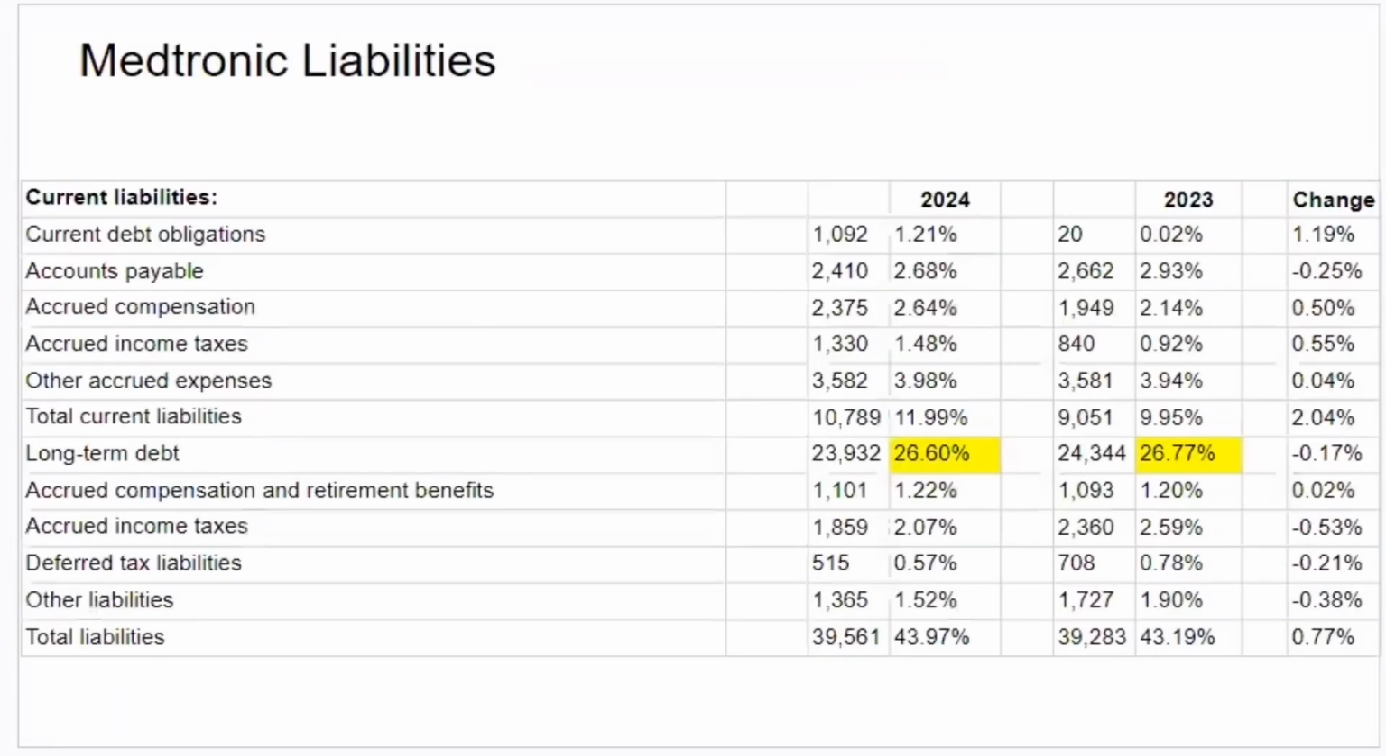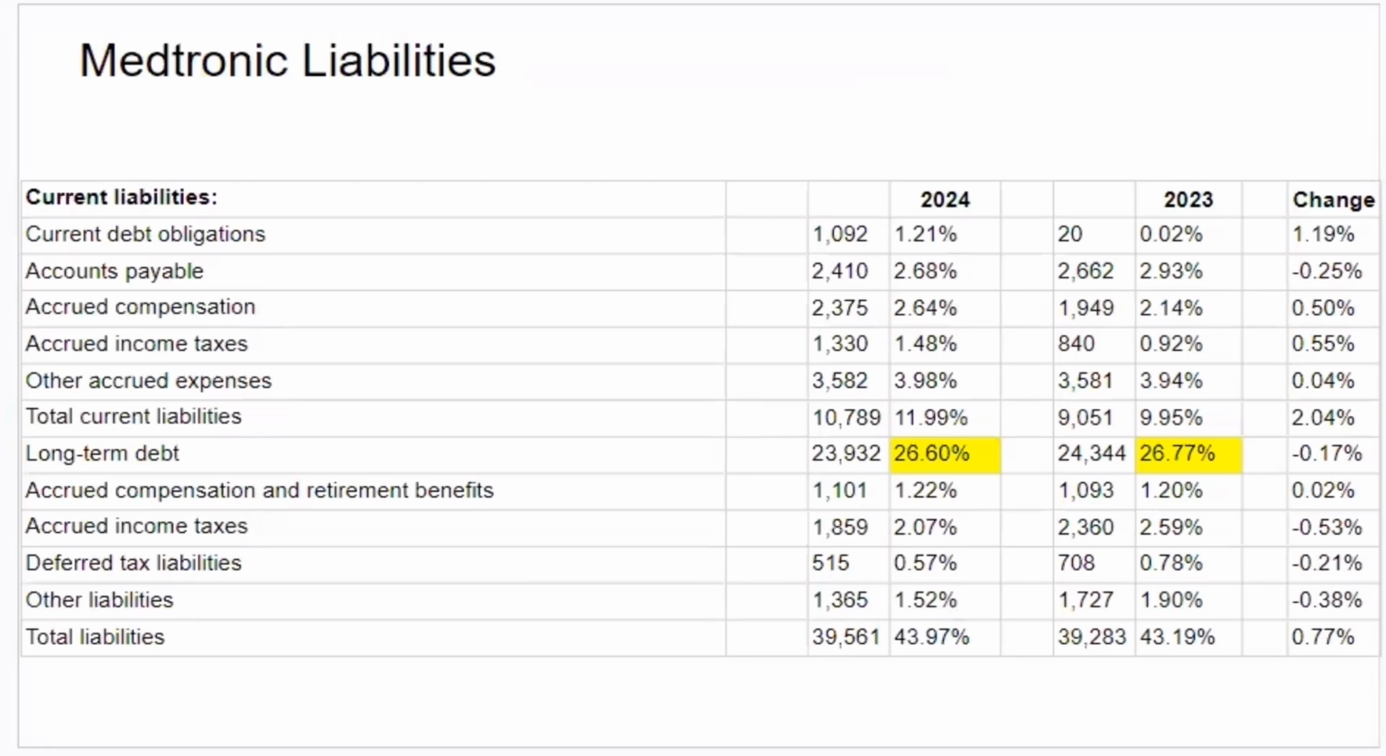Then moving over to liabilities and Section D. Starting with Medtronic liabilities and also with Abbott, we're going to go over the significant liability of each one and the changes from year to year in both liability and equity.